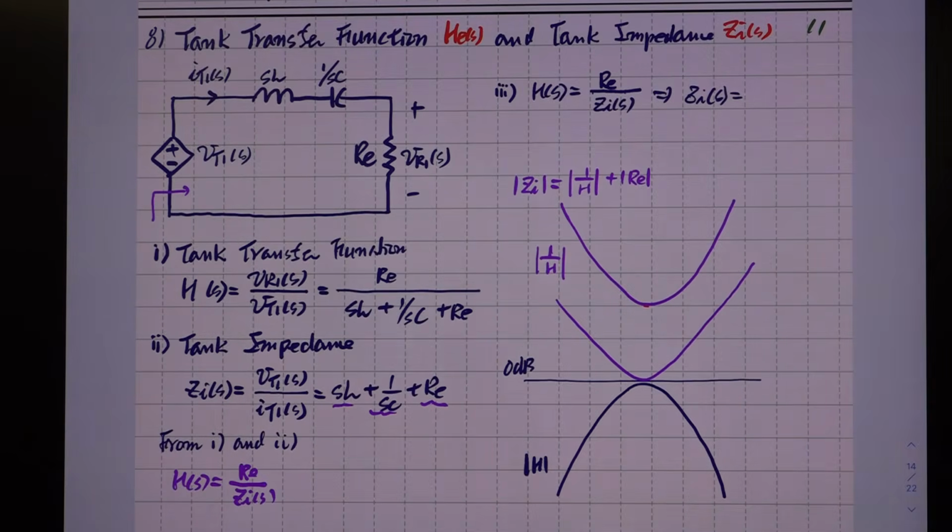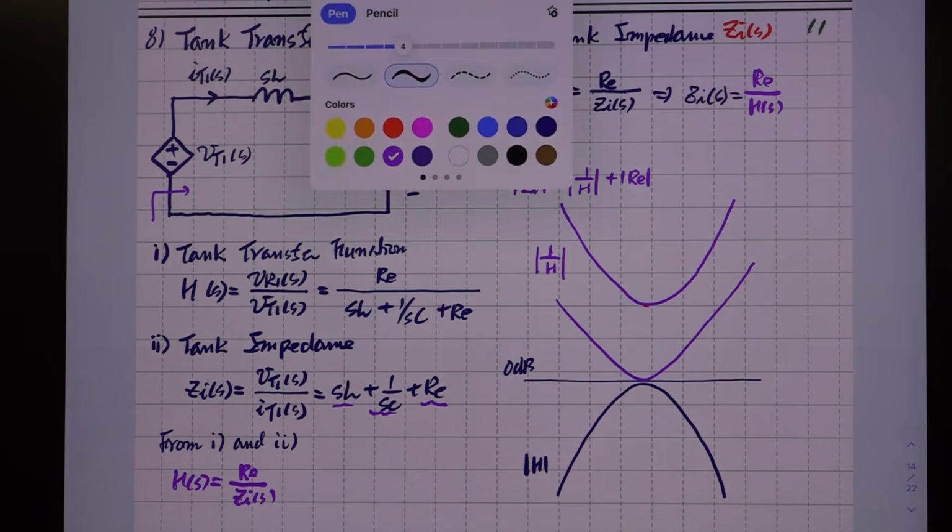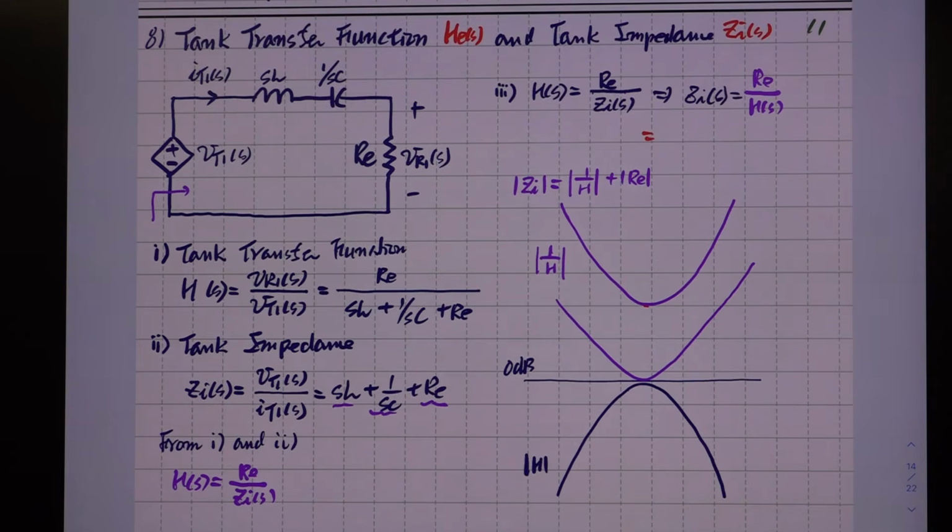That means GIS is RE divided by HS. All right? But in log scale, in dB scale, this means the GIS magnitude is the inverse of the HS magnitude plus the RE magnitude. Okay? That is shown here.